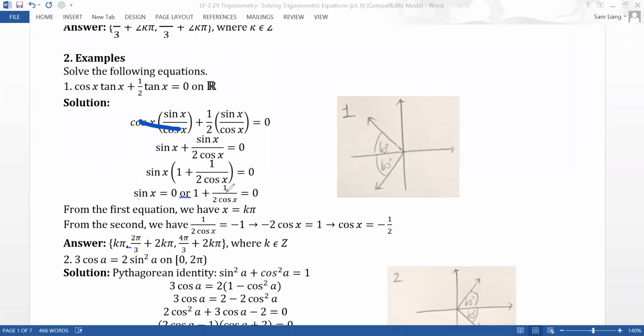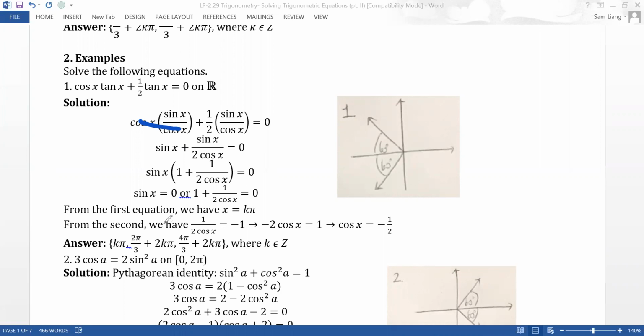From the first equation, we have x equals k pi. Okay, so think about that for a sec. Just ask yourself, where is sine equal to 0? The answers would be 0, 0 degrees, right? Pi radians or negative pi radians, or 2 pi, negative 2 pi, etc. So every multiple of pi will have a sine value of 0. Okay, so I just write that as k pi.